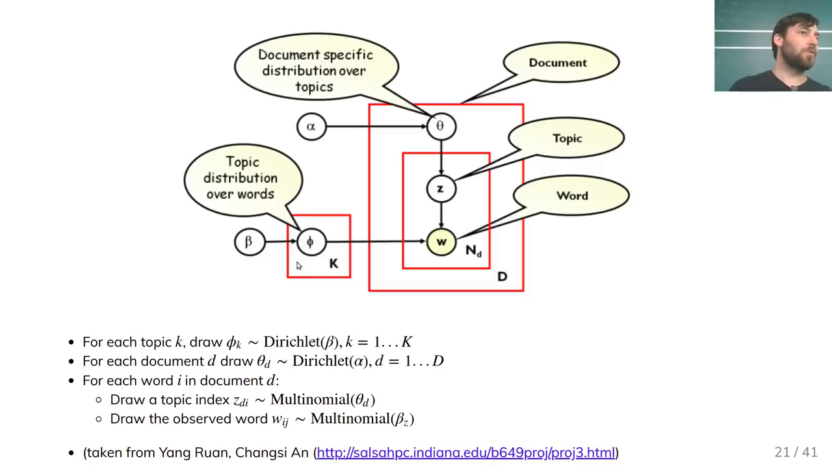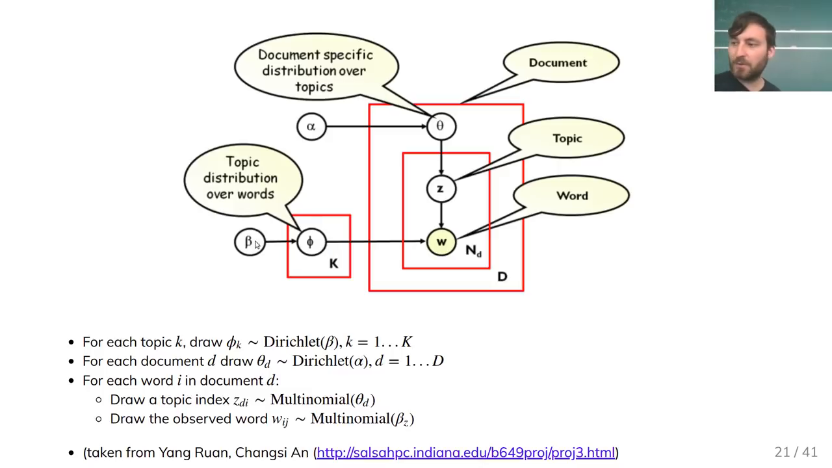So what are the topics in our data set? And for each document, what are the distributions over topics in this document? There's two things that I haven't talked about, which are alpha and beta. And so these are the priors over the topic distributions and over the topic word distributions.